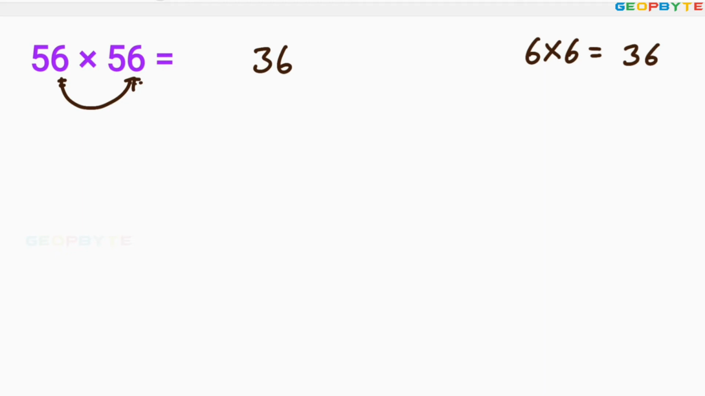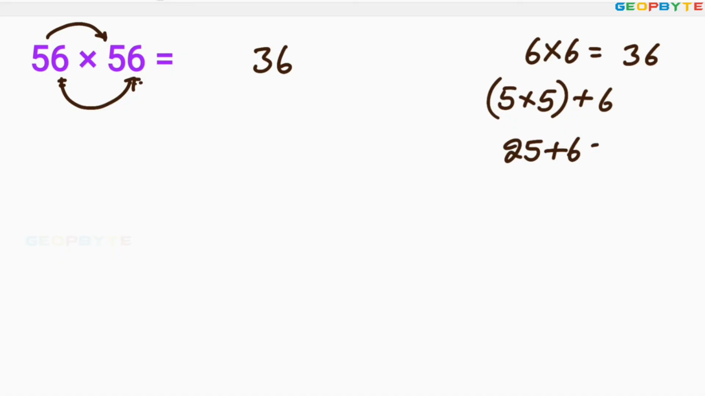Then you have to multiply the tens place digits. 5 into 5. Then add the common number. The common digit is 6. So it is equal to 25 plus 6. 25 plus 6 is 31. You put that 31 here for getting your answer. Therefore, 56 into 56 is equal to 3136. I hope you are clearly following.